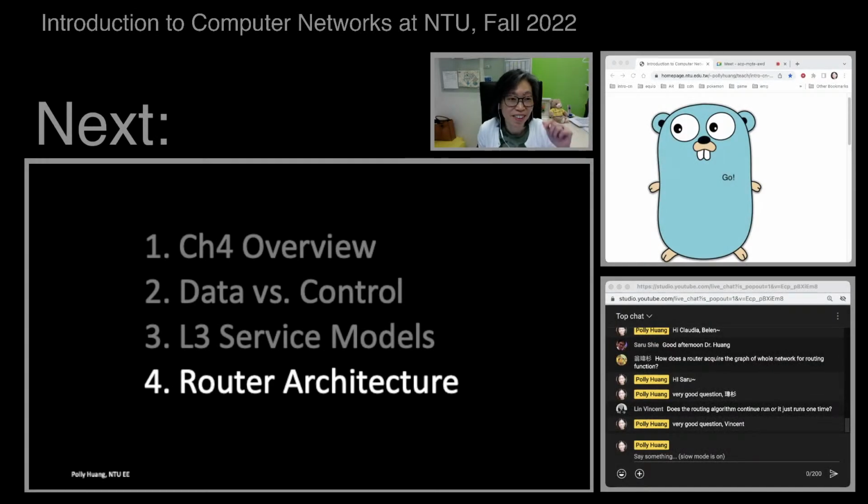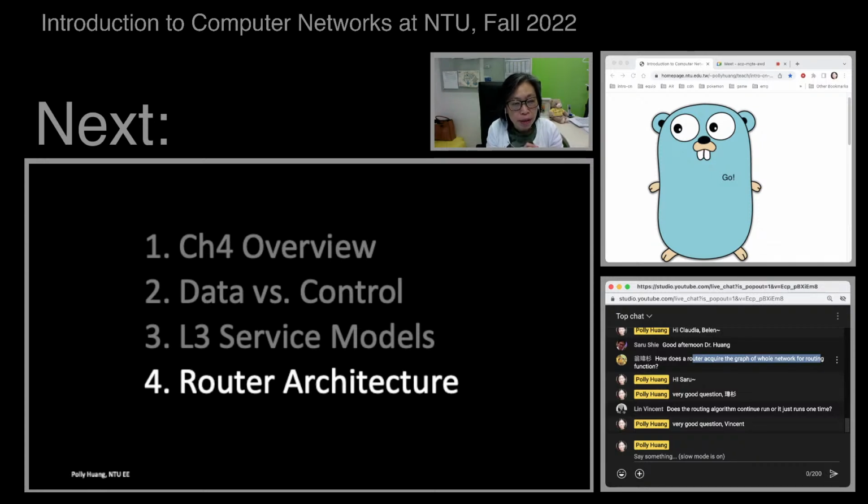Okay. All right, so that's L3, the alternative service model. And we do have two questions from the students. First is from Wei Shan asking, how does a router acquire the graph of the whole network so you can do the route computation? It's a very good question. I think many of you are probably asking the same thing.